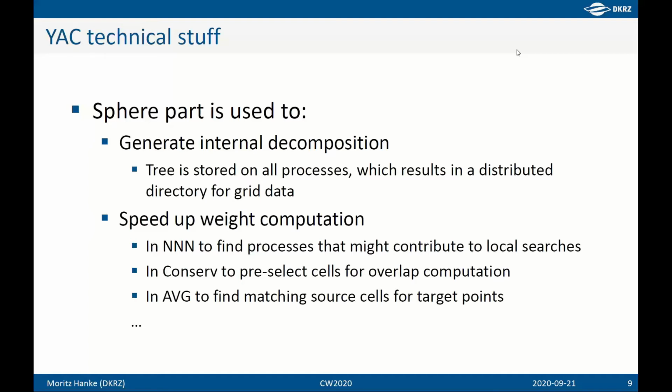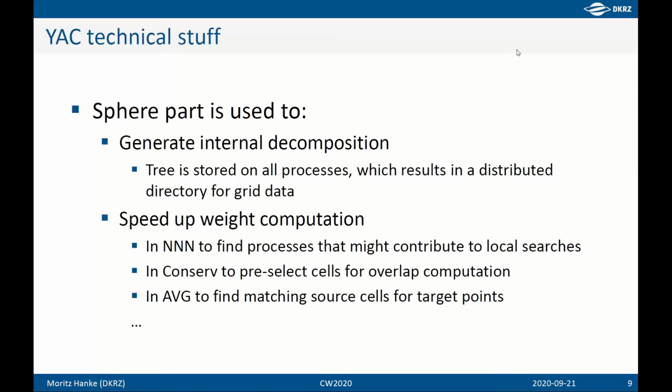Because the sphere part algorithm is used quite heavily in YAC, majorly to generate the internal decomposition. And since this cuttings tree is so easy to store and consumes so little memory, each process can store this cutting tree, which results in the whole thing being a distributed directory for grid data, because each process can locally compute which other process to ask for data if it needs data in a certain region.